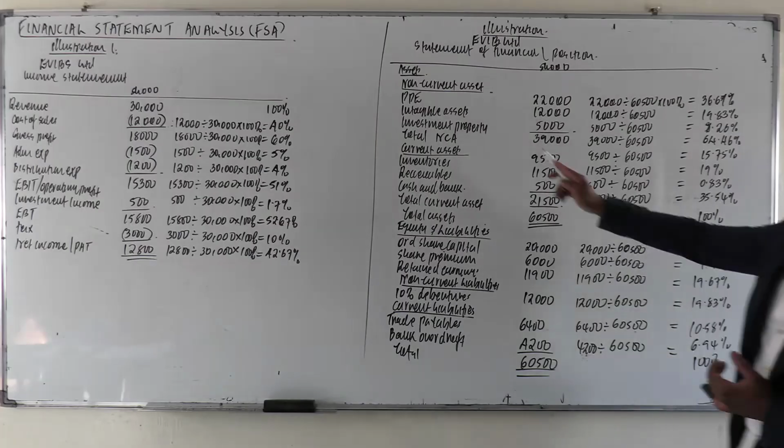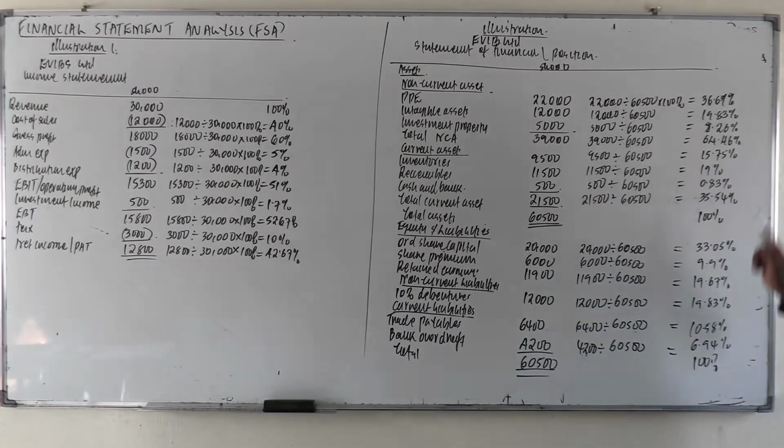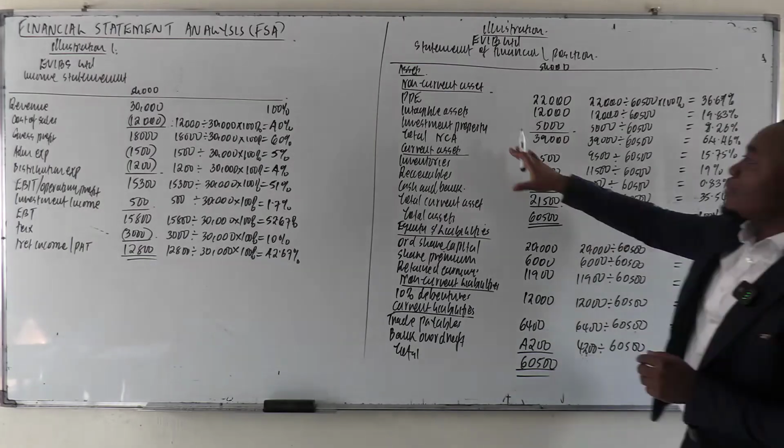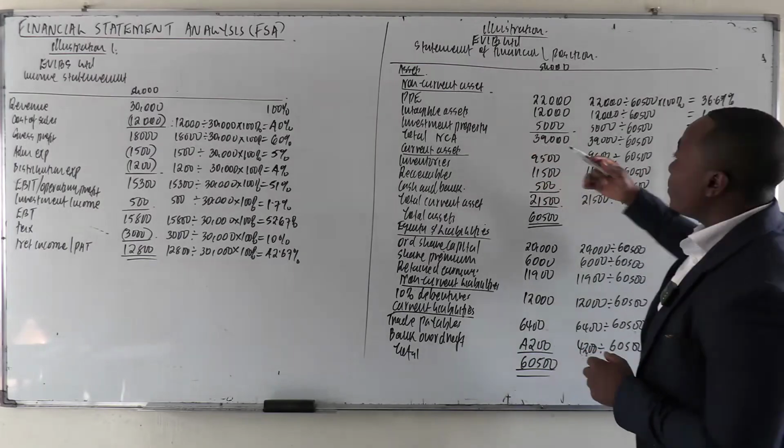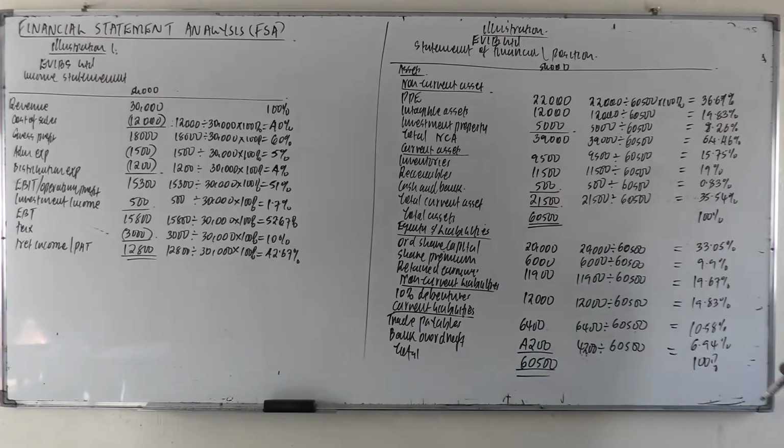Intangible assets represent 19.83% of our total investment. Investment property, these are items held for capital appreciation and to earn rental income. They represent 8.26% of our total investment. And therefore, 64.46% represents long-term investment. These are the total non-current assets. So of all our total investment, 64.46% is long-term. That means the balance is short-term.